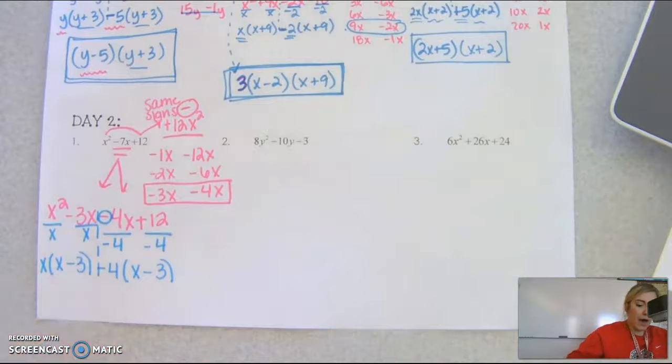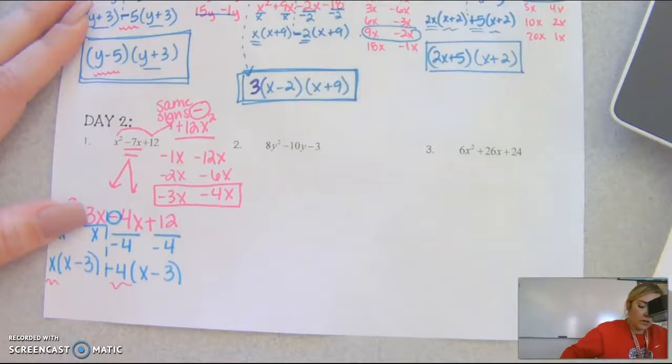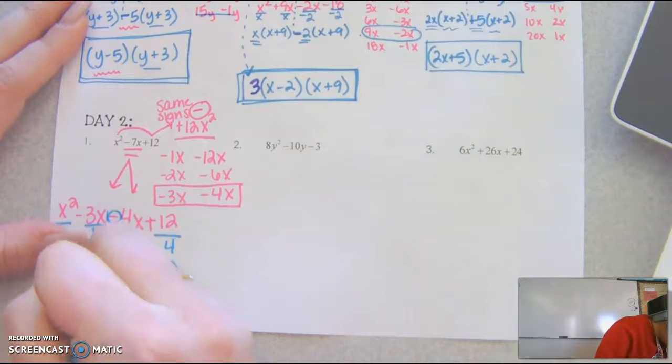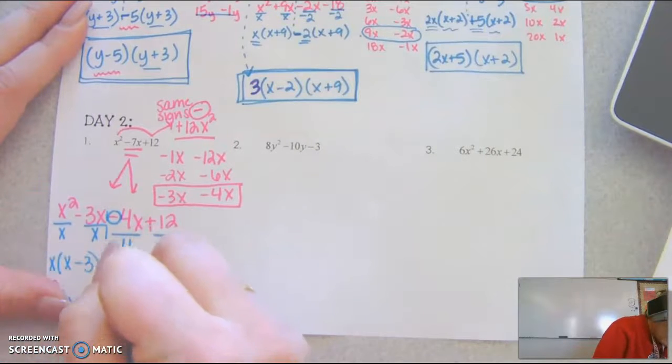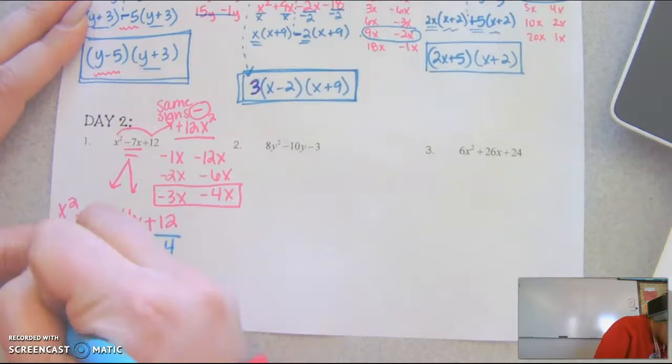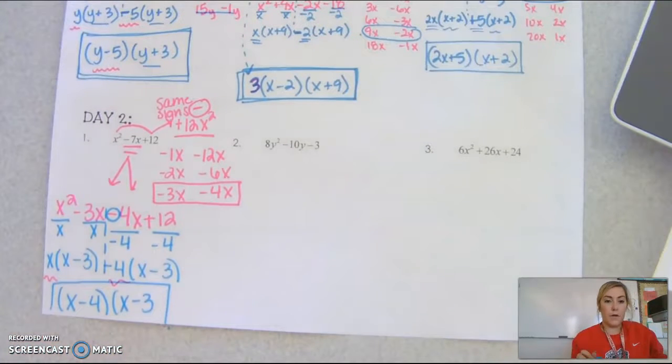My parentheses match, so that's good. I know I did it right. So I have my GCF in my first set of parentheses, x minus 4, and my matching in the second, x minus 3. So that's the answer for number 1.